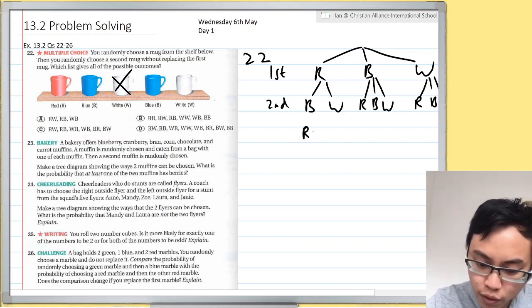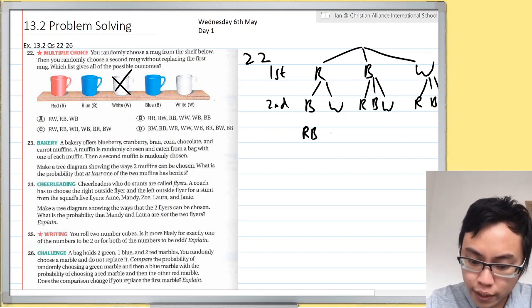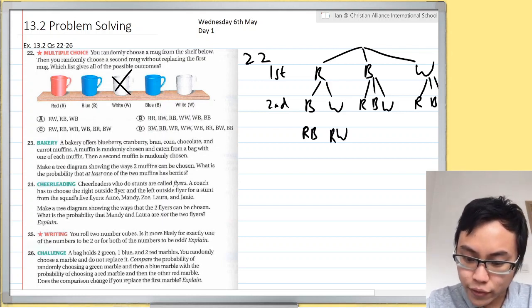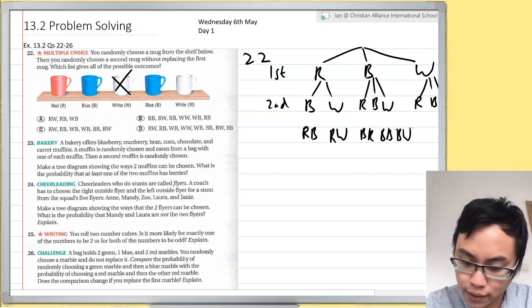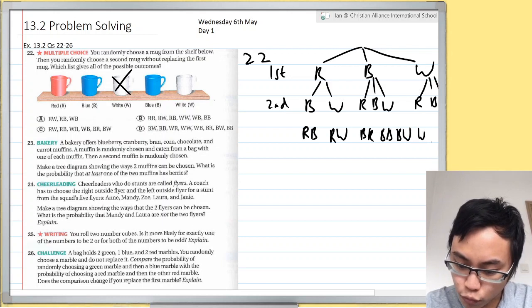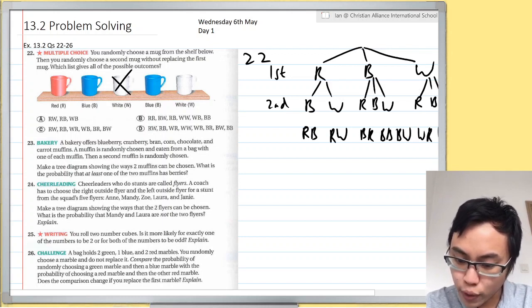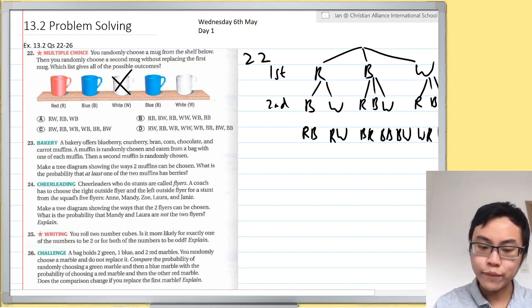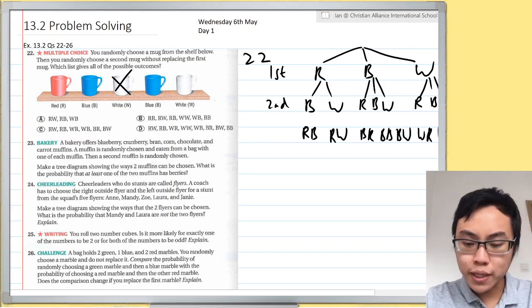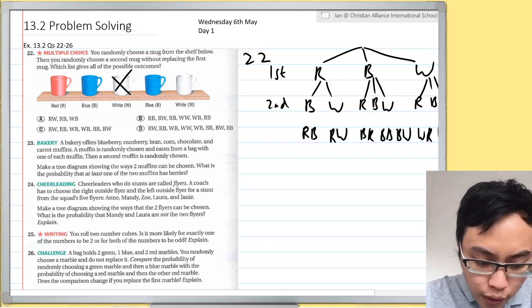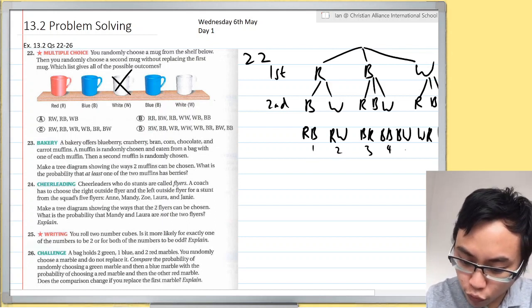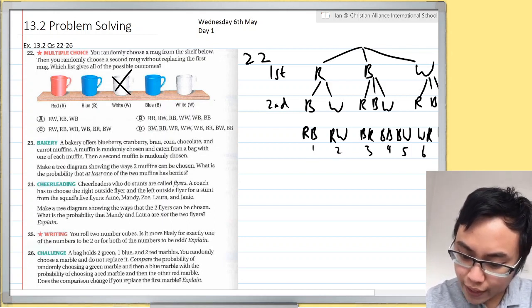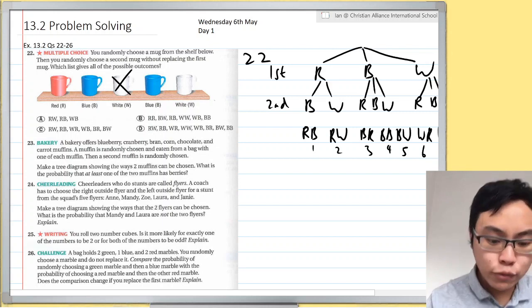So all of my choices will be RB for the first one, red then blue, and then red then white, and then I can choose blue red, I can choose blue blue, I can choose blue white, and then I can choose white red, white blue, and white white in the end. And so which one represents all of that? Let's go ahead and see how many there are first. So there's 1, 2, 3, 4, 5, 6, 7, 8 results. Which one has 8 results over here?